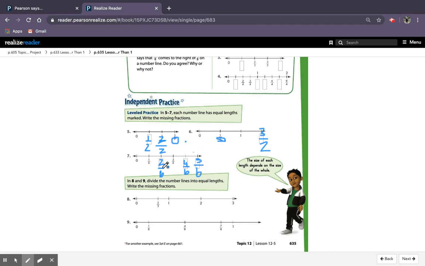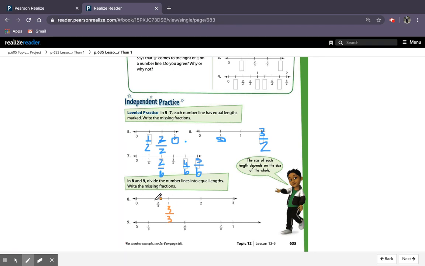Okay, cool. And the bottom says in 8 and 9, divide the number lines into equal lengths, write the missing fractions. So basically fill in the numbers that are missing for the whole thing. So I know here that this is 3 over 3. And since my denominator is 3, I'm breaking everything into thirds, 3 pieces. I have to have 3 spots between each whole number.